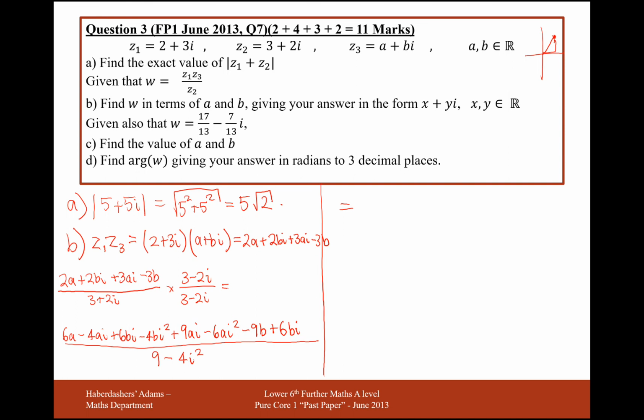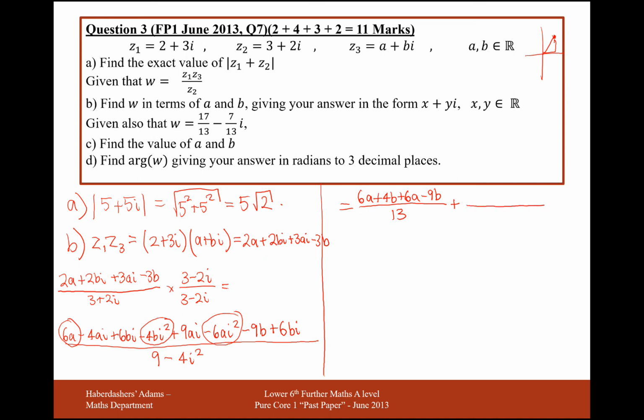So simplifying this up the top here, we'll group the real parts first. So 6a. This one here, we have an i squared. Now i squared is minus 1. So that will turn the minus 4 into a plus 4b. We have an i squared term here. So that will make the minus 6 a plus 6. And take away 9b. This will all be over a fraction of 9. The i squared would turn the minus 4 into a plus 4, so that will make it over 13.